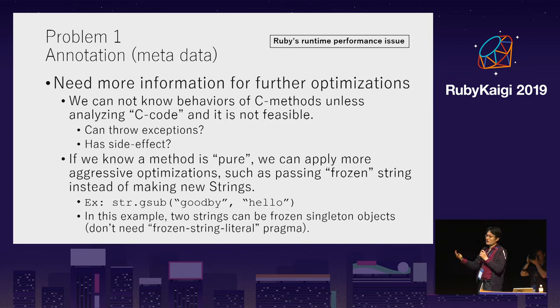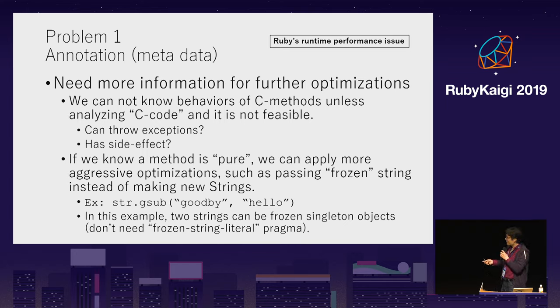If we know a method is pure or has no side effect, we can optimize more and more. This is a very frequently used example. If we call gsub with string literals, then the current Ruby creates two string objects each time. If this line is in an inner loop, it creates many strings. But we know gsub doesn't modify the passed parameters, so theoretically we don't need to generate new strings each time.